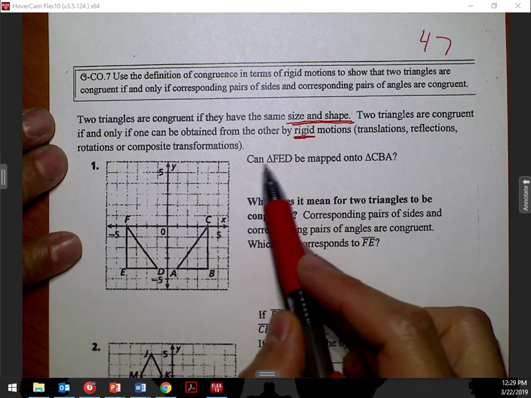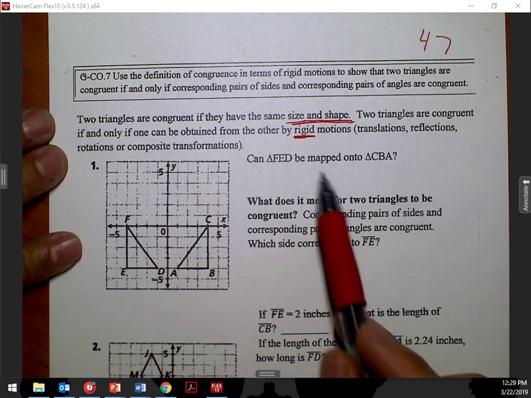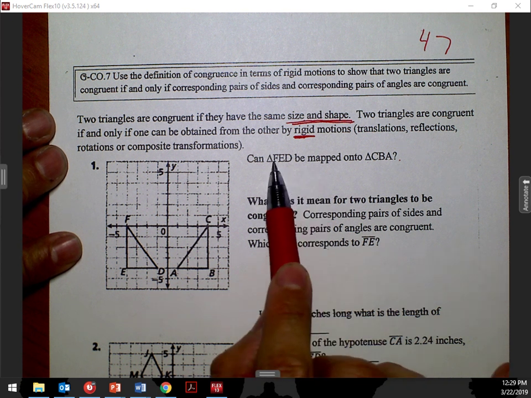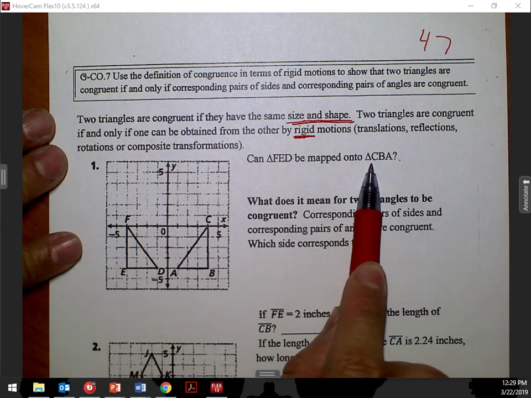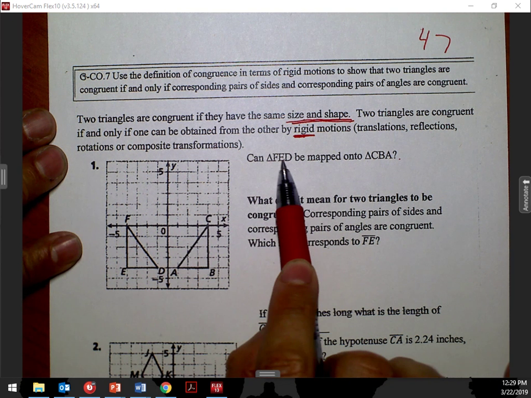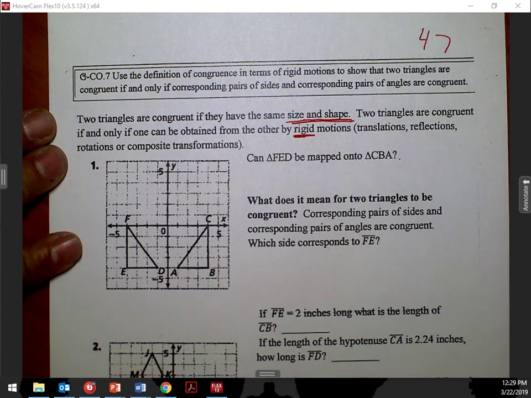Okay, so can triangle FED be mapped onto triangle CBA? Now, let's take a look. First thing you're going to do, because this is the trick question: does F correspond with C? Yes. F corresponds with C, doesn't it? Okay, good. Does E correspond with B? Yes. And does D correspond with A? Yes. Okay, good. That is a good start.